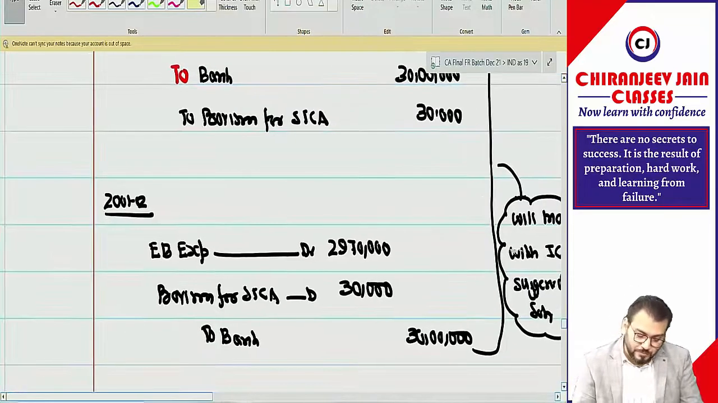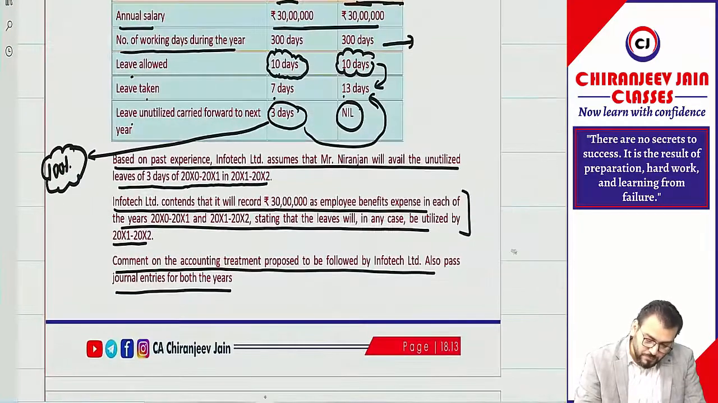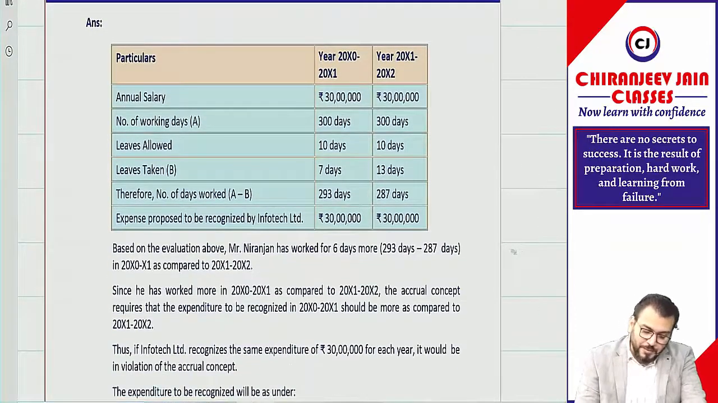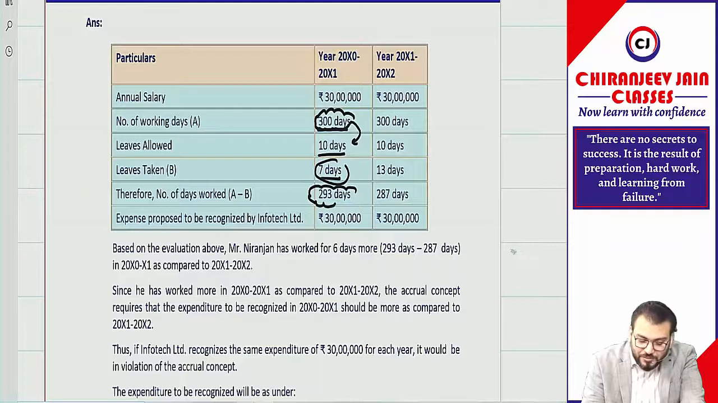Let's see what they have given. Just try to understand what they have said. Number of working days 300. Leave allowed 10 days. Leave taken 7 days. So they have considered this 300 inclusive of what? 10 days. So out of 300, how much is leave taken? 7 days. So 300 minus 7 days, 293 days they have considered.